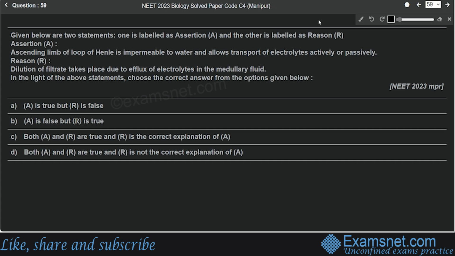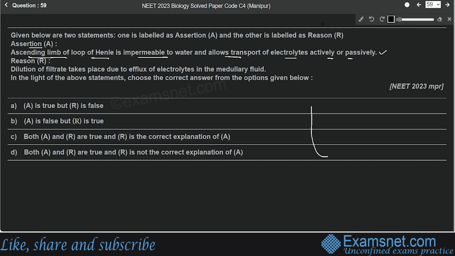Question number 59 is from the chapter Excretory Products and Their Elimination. Here two statements are given. One is assertion and the other is reason. So let's read the statements. Assertion says that ascending limb of loop of Henle is impermeable to water and allows transport of electrolytes actively or passively. So yes, this is a correct statement.